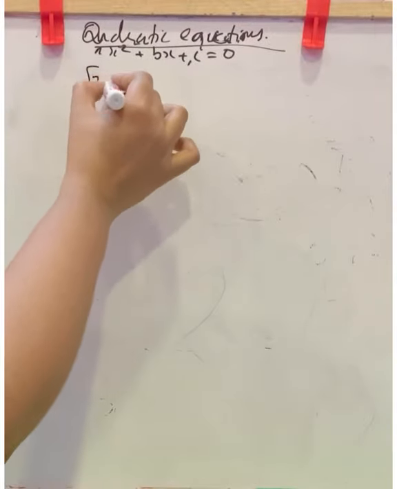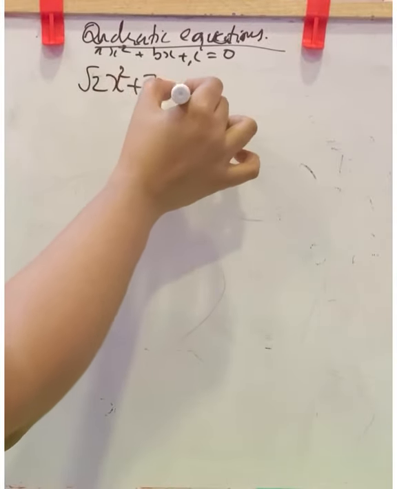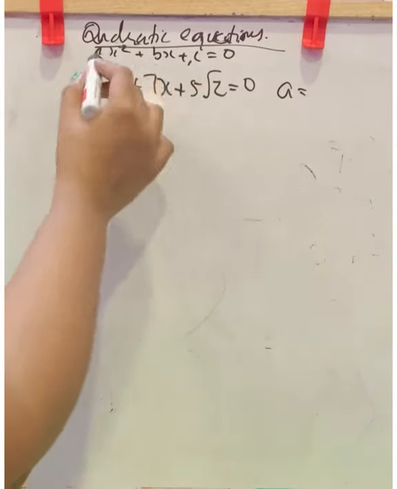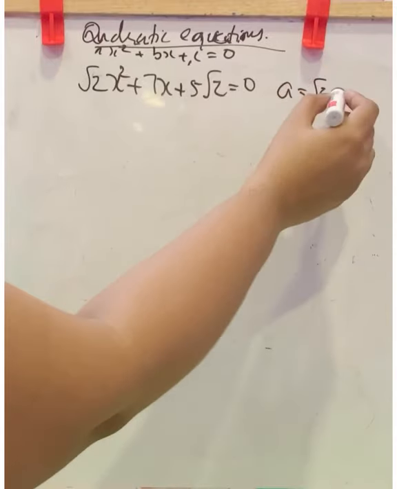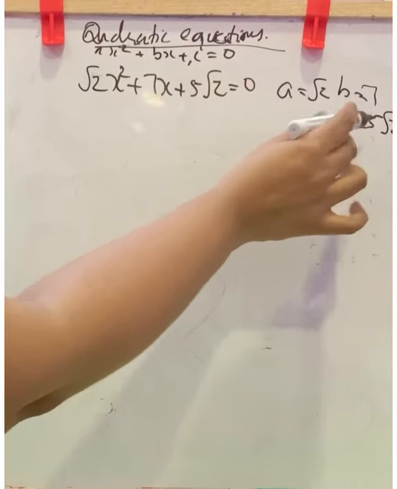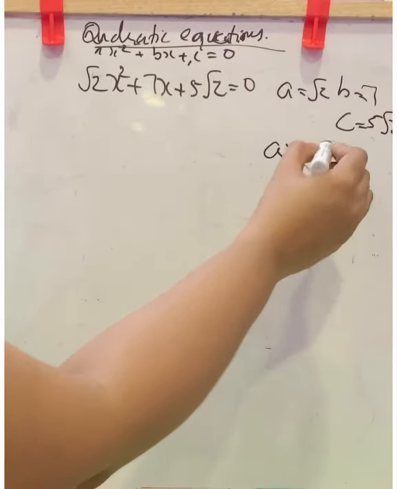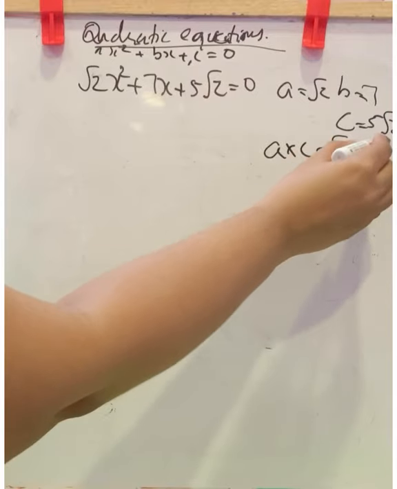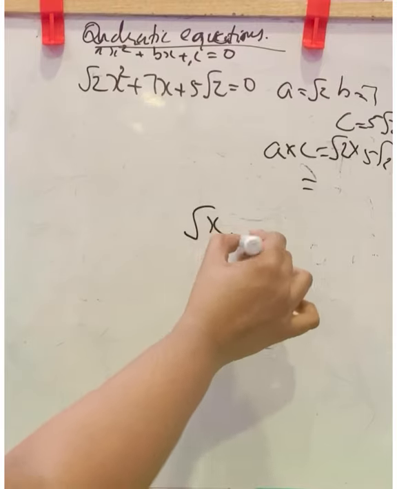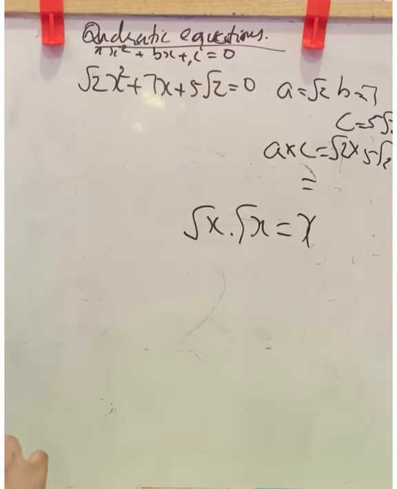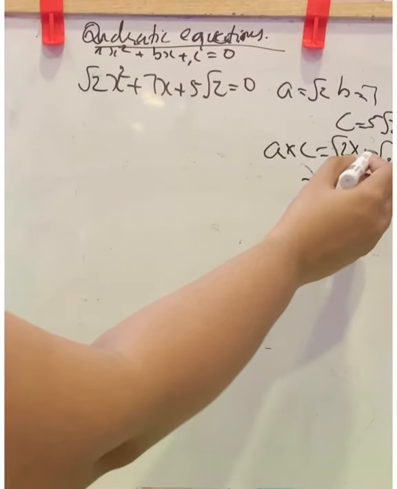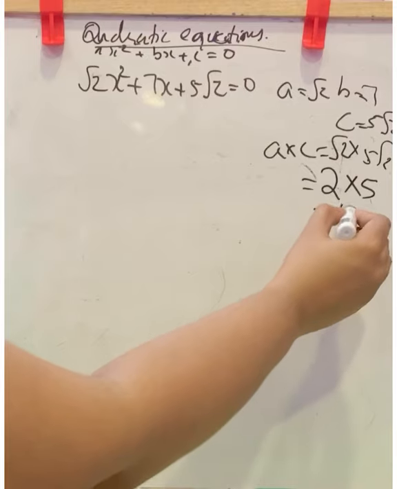Next question, root 2 x square plus 7x plus 5 root 2 equal to 0. Here a is root 2, coefficient of x square, b is 7, c is 5 root 2, that is constant. A into c equal to root 2 into 5 root 2, that is root 2 into root 2. We know root x into root x, result is x. Like that, root 2 into root 2, result will be 2, into 5, the a into c is 10.